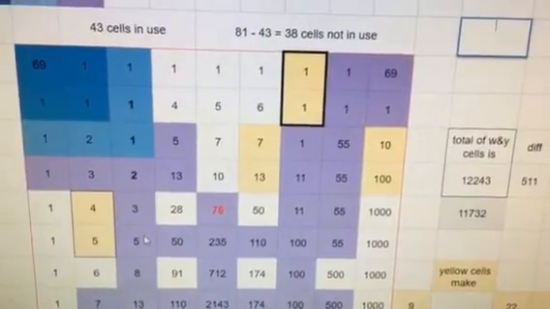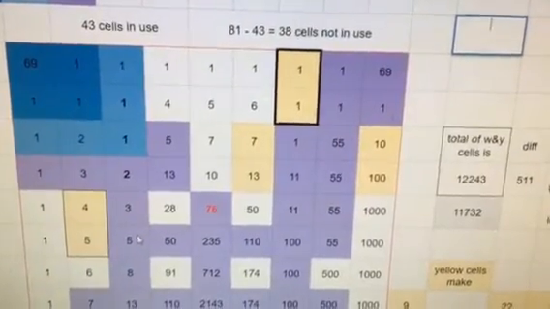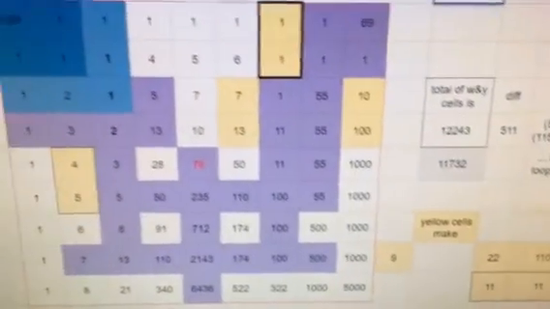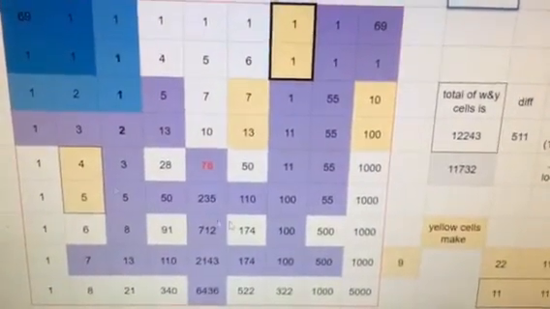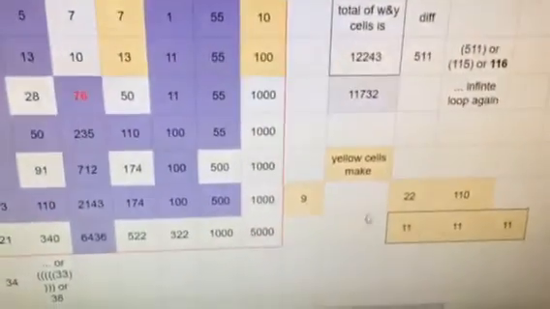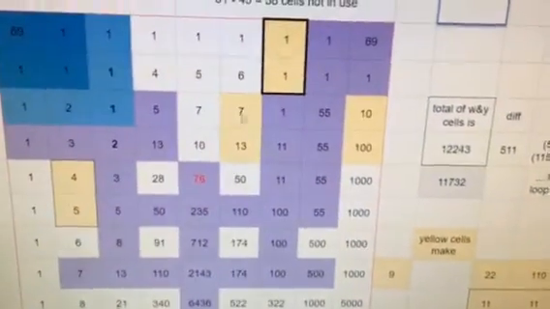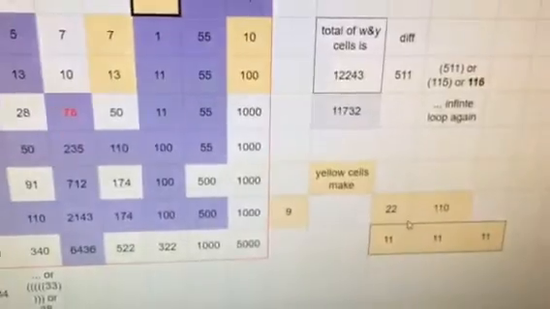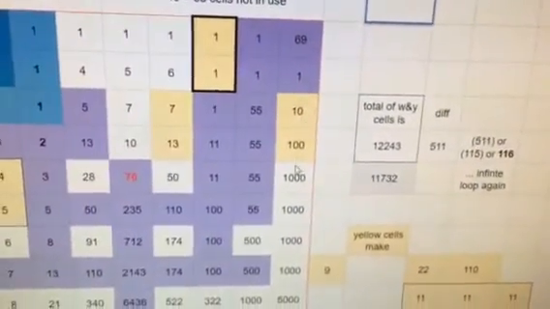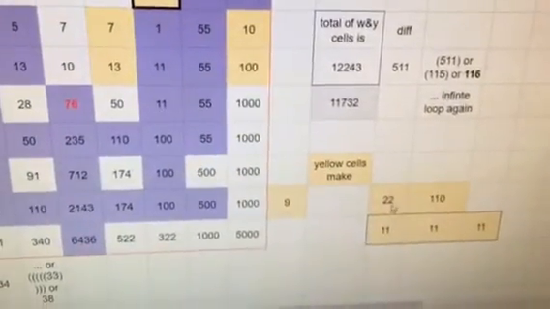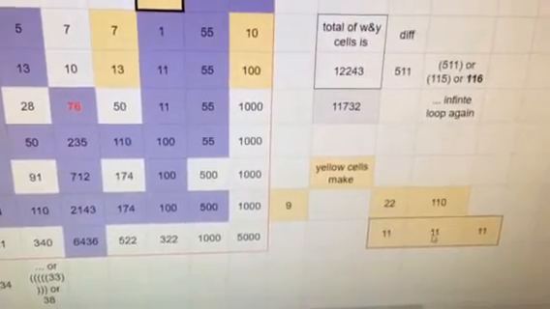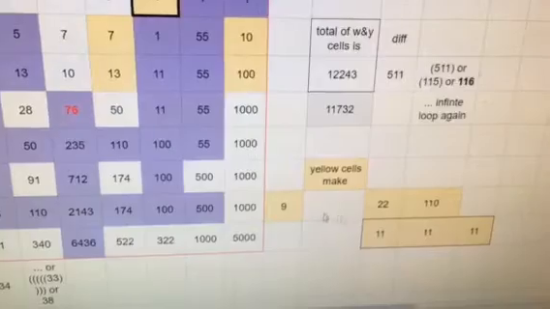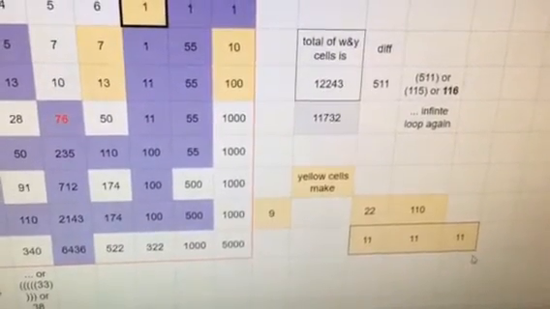110.9 is 119. Read it backwards, it's 911. Now in the yellow cells, you make a 9 over here. You make a 9 over here. And you make a 22. And you make 110. Now think of this as an 11, 11, and an 11 all encircled. 911, 911, 911.